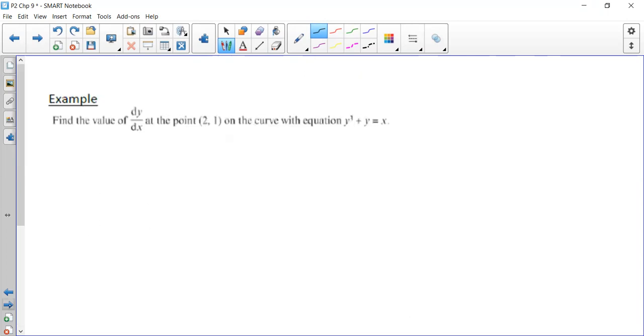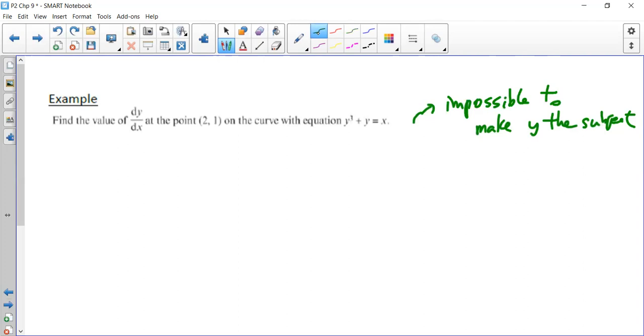Next one, one more example. This is the last one. Find the value of dy by dx at the point 2, 1 on the curve with equation y cubed plus y equals x. So this time, we have an equation in terms of y. It is impossible to make x a subject. It is impossible to make y the subject.